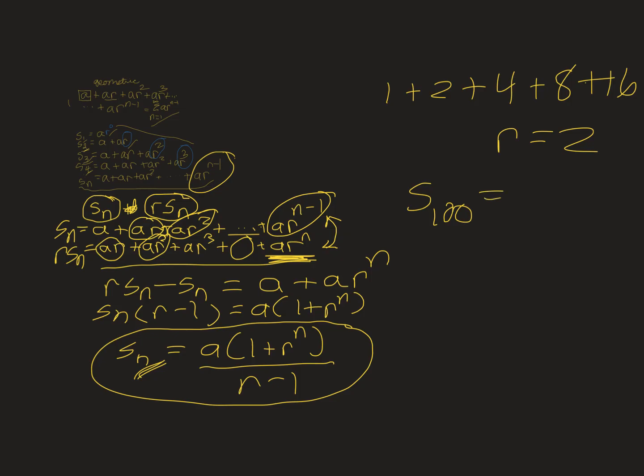Then it would equal, the first term is a, so a is equal to 1. It would equal 1 times 1 plus 2 to the 100th power divided by r minus 1. Which would be 2 minus 1. All right.